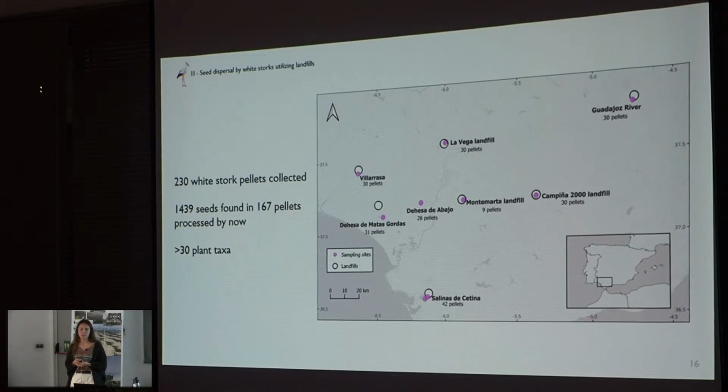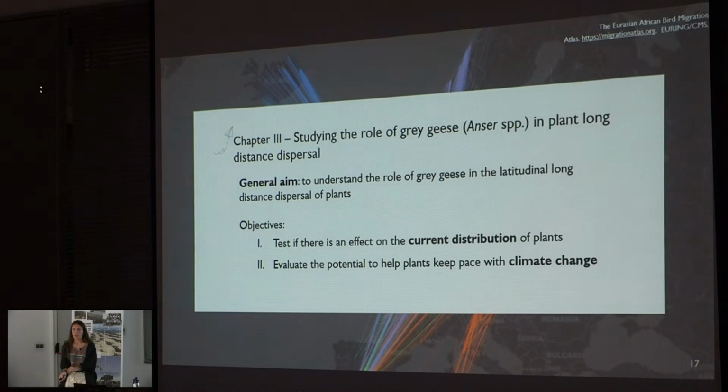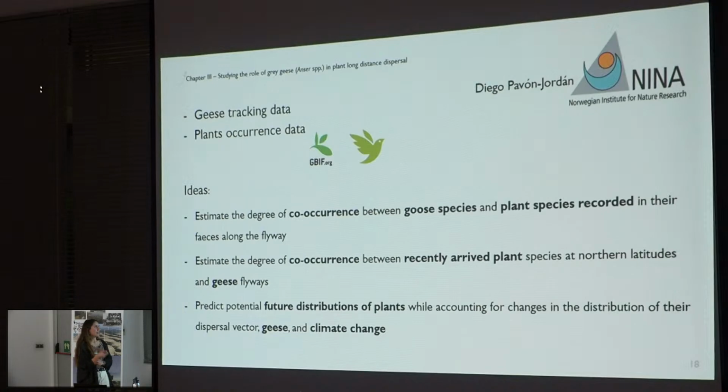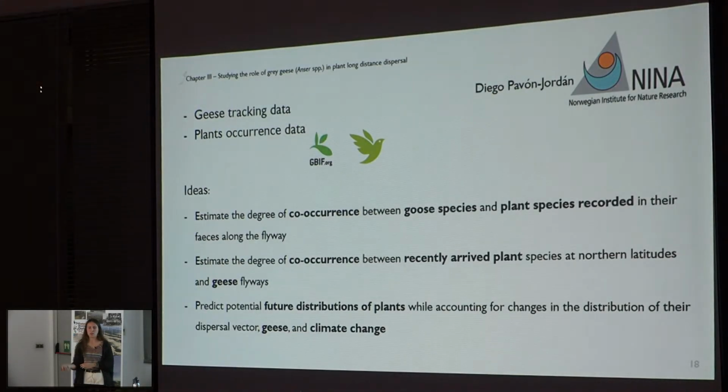Then with the third chapter, we want to address which role grey geese can have in the latitudinal long-distance dispersal of plants. This is a study that we will develop during the next year with Diego Pavón Jordan from the Norwegian Institute for Nature Research, and we haven't decided the final plan yet, but we would like to use geese tracking data and also plant occurrence data from citizen science platforms to develop some of the next ideas.